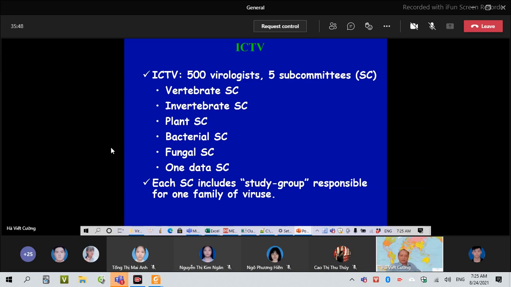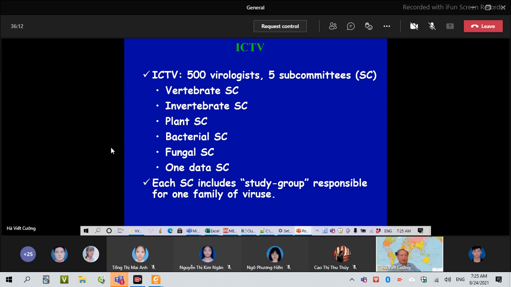They are divided into subcommittees, which stand for SC. So we have the vertebrates subcommittee, the invertebrates subcommittee, the plant subcommittee, and so on. Each subcommittee includes study groups responsible for one family of virus.